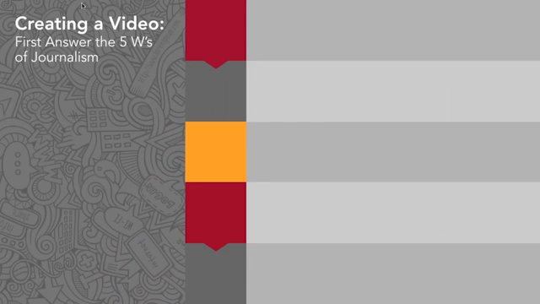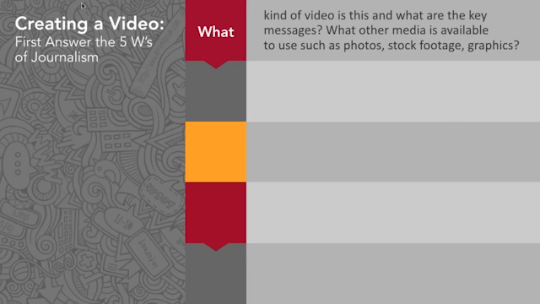So how do you create one? Well, start by answering the 5 W's of journalism. The first W: what kind of video is this? What are the key messages? What other media is available to use in this video, such as photos, stock footage, graphics? You want to use everything that you can to make it visually interesting.